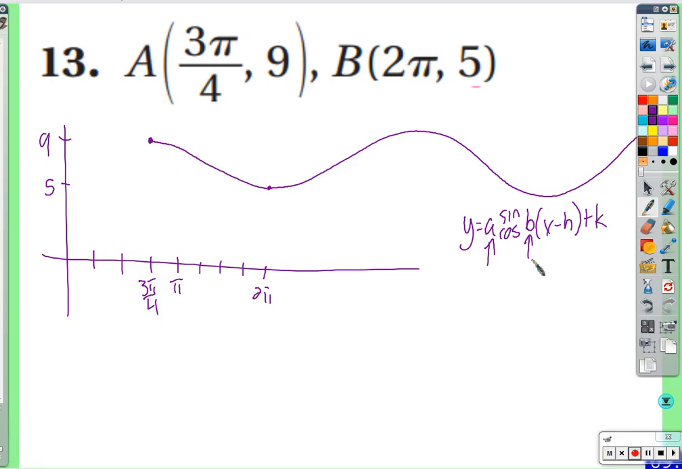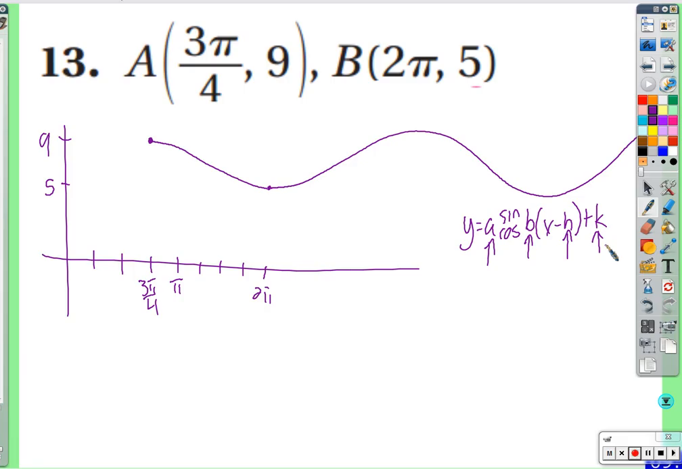And this one has something to do with the period, right? So it's related to the period. This one is the horizontal shift, and this one the vertical shift. Okay. So any of those things. Two of them are real easy. Which two? A and K. A and K are real easy.